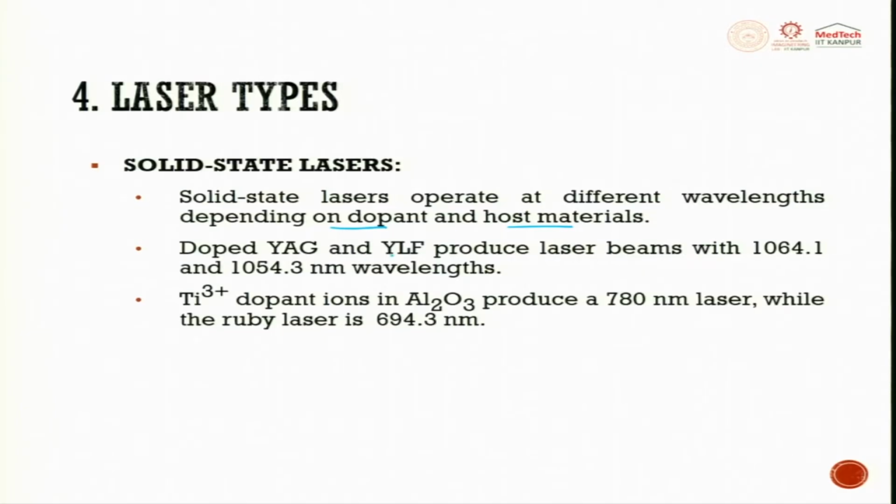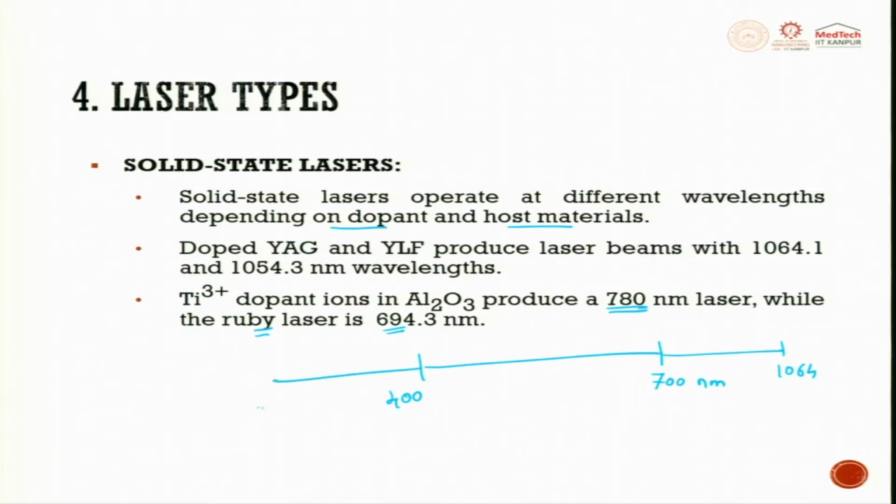Doped YAG and YLF produce laser beams at 1064 nanometer and 1054 nanometer. Depending upon the wavelength, processing will happen differently for certain applications. Ti3+ dopant ions in Al2O3 produce 780 nanometer, while ruby laser produces 694 nanometer. So we talk about 400 to 700 nanometer, which is the visible range. Now we are talking about 1000 being here, and 1064 here.